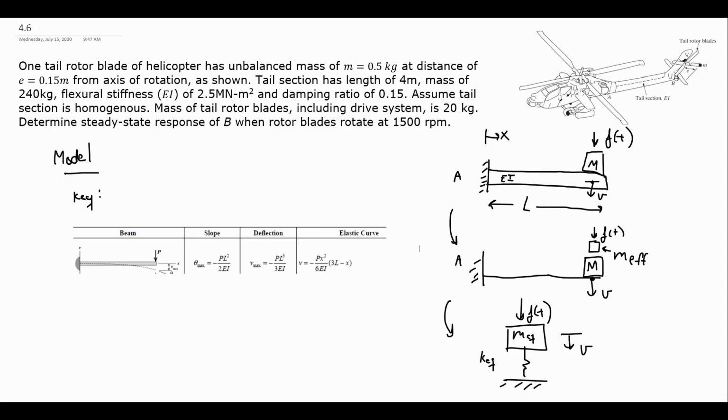So bringing in the beam table, we have, this is our situation here. It's a cantilever beam, and the mass is going to be at the end of the cantilever part.